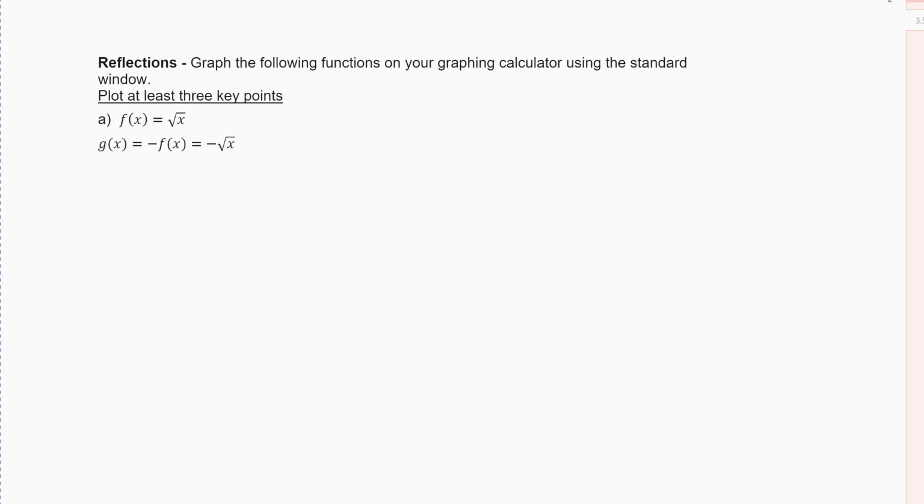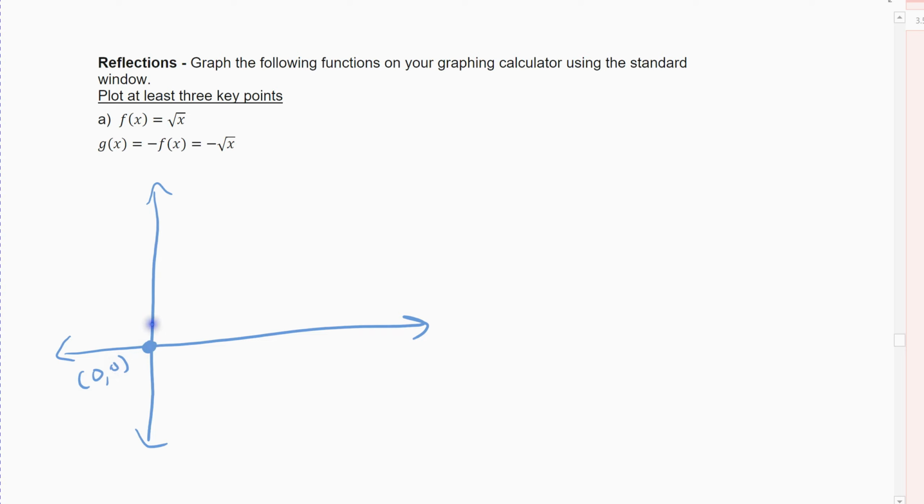This time, though, I'm doing the square root function. And so for the original square root, the 3 key points I'm going to use are where it starts, 0, 0. Plug 0 in, you get 0 out. 1, 1 is always a good one. And then 4, 2. So 1, 1, 4, 2. And then remember, it's got a slight curve to it. It's kind of half a parabola opening to the right. So there is f of x, which is the square root of x function.